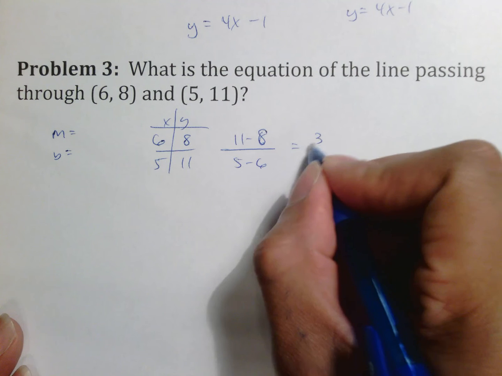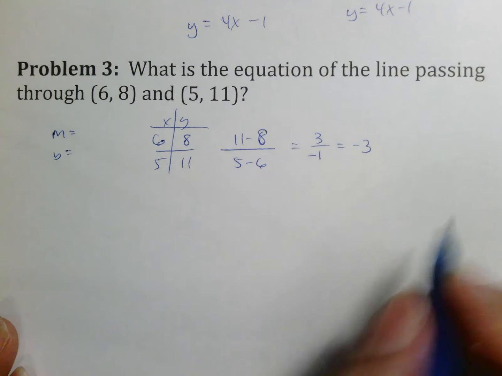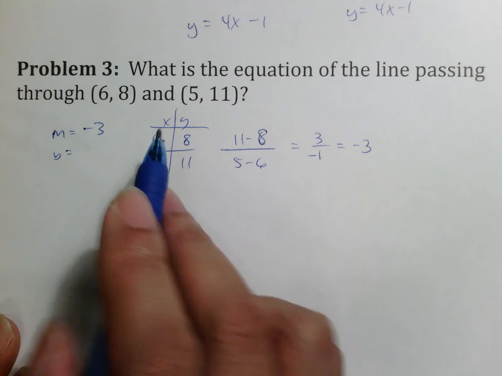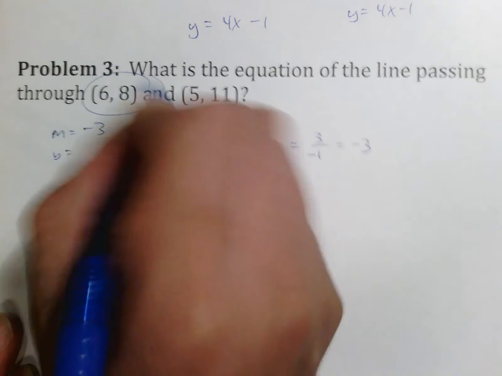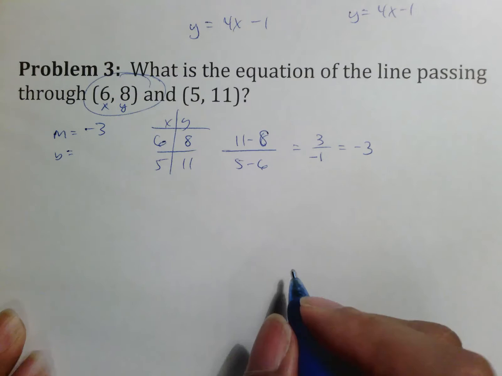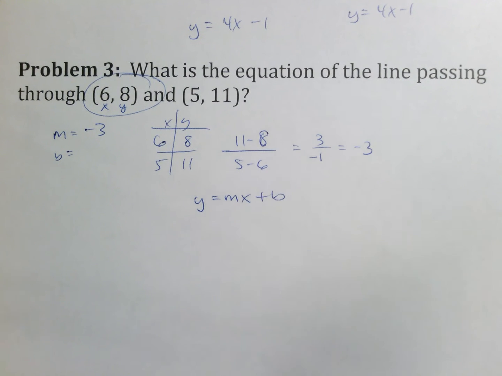This ends up being 3 over negative 1, which is negative 3. That is my m, that is my slope. And again, all I have to do now, notice from before, it does not matter which point I pick. I usually just pick the first point, and then I label one of those as x and one of those as y, and I go to my magic formula, y equals mx plus b.